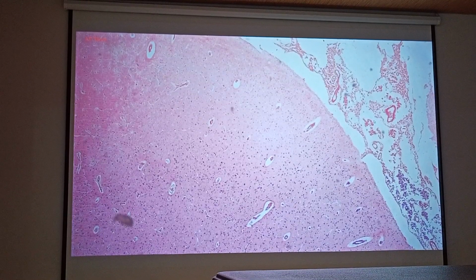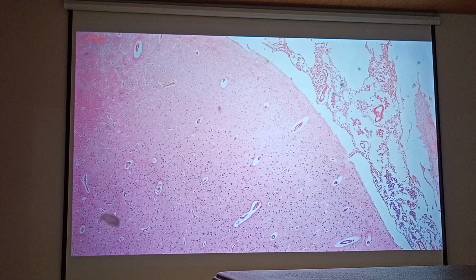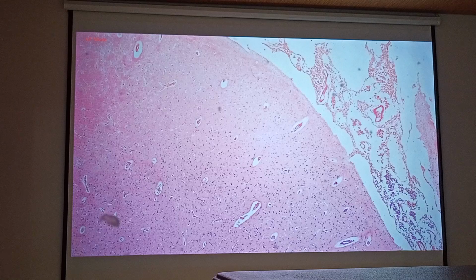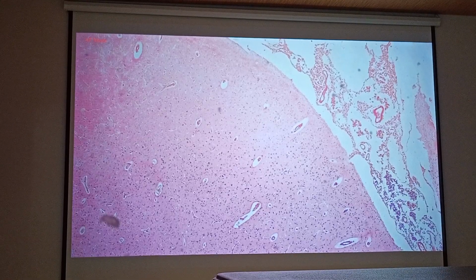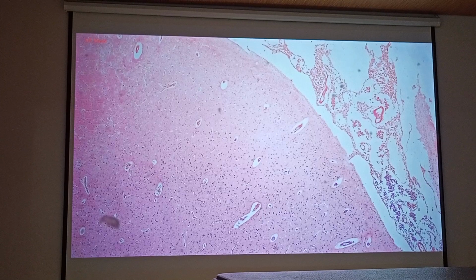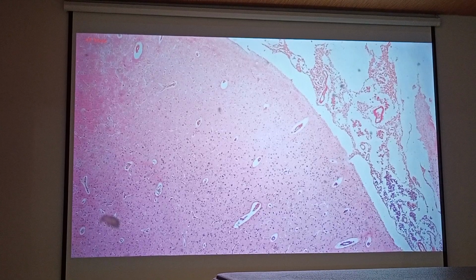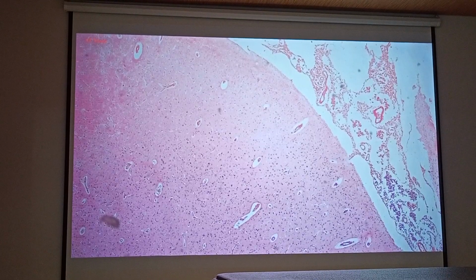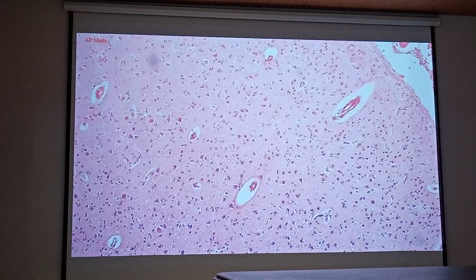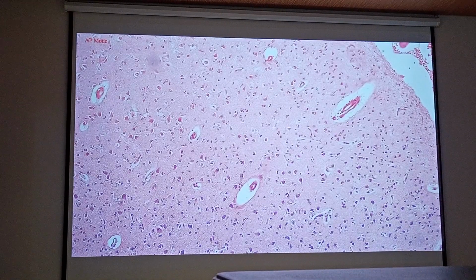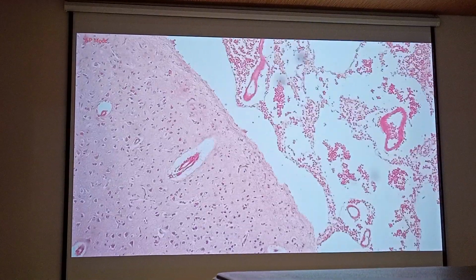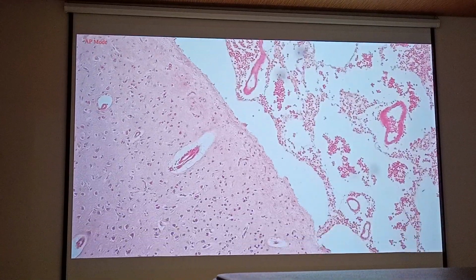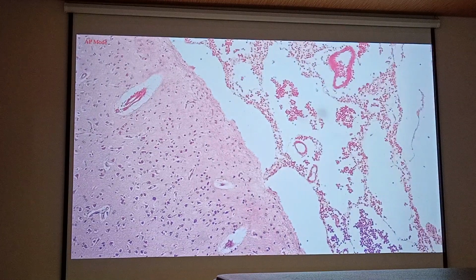The meningeal layer. Okay, the meningeal tissues are not identifiable anymore. What else? Very good. There are infiltrates of those cells which are not normally present in the meninges. Let's zoom in to higher magnification. Liquefactive. Okay.